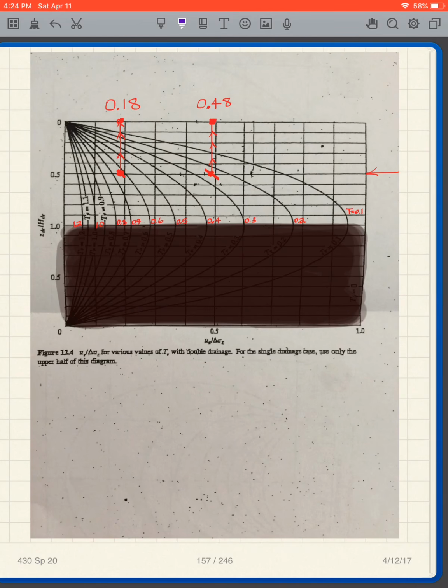We look at our plot. Again, this is single drainage, so we get rid of the bottom half. We are in the middle of the stressed region, so we go in through here, and then we find the curves that we're going to use, and we pick off the values at the top here.